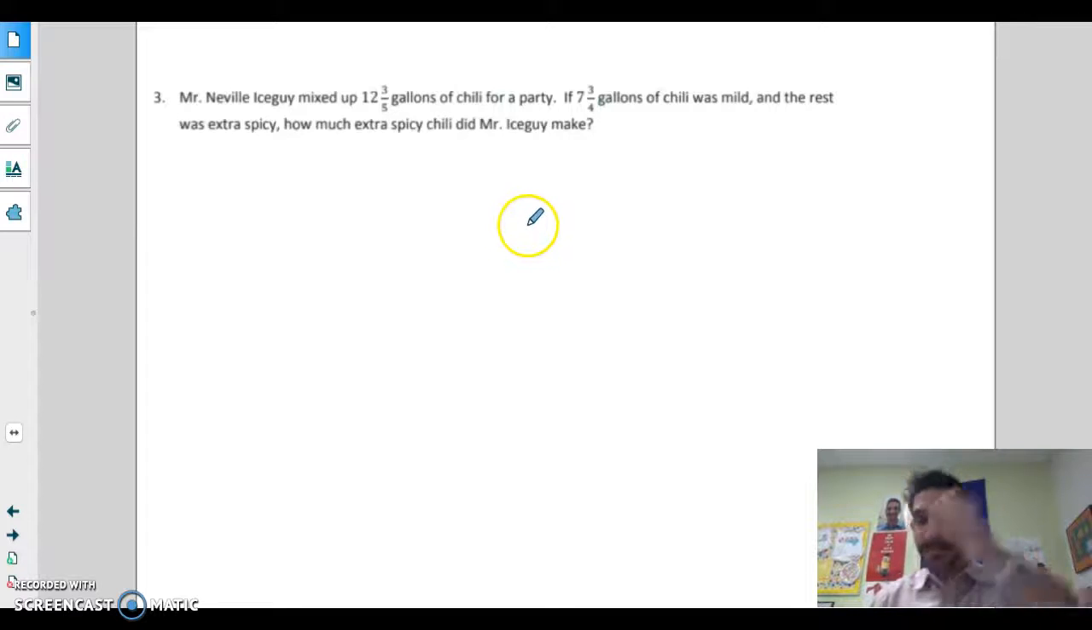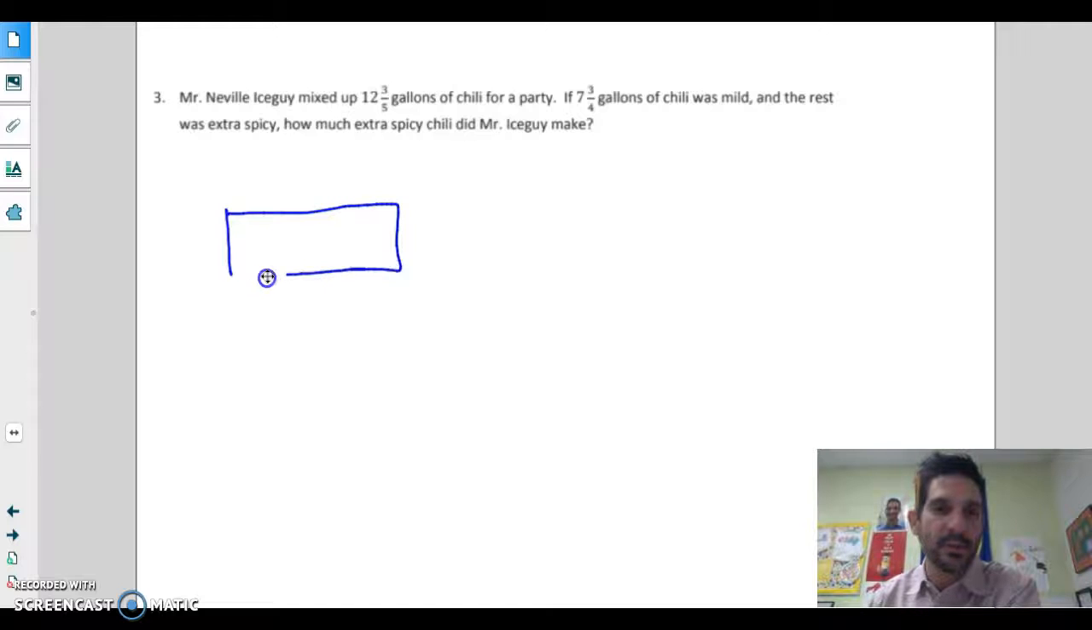It says Mr. Neville's the ice guy. He mixed up 12 3/5 gallons of chili for a party. If 7 3/4 gallons of chili were mild and the rest were extra spicy, how much extra spicy did he make? Well, even though it doesn't say make a diagram, this is what it would look like.